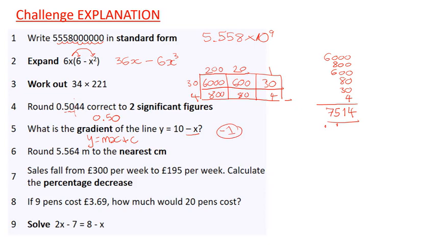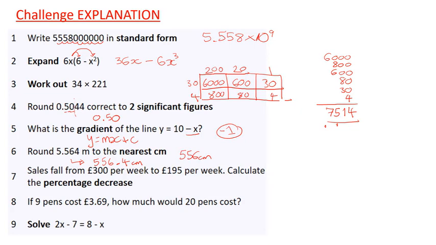5.564 meters to the nearest centimeter. But if I change meters into centimeters first, there are 100 centimeters in 1 meter. So in 5 meters, there would be 500 centimeters. Times that by 100, we would have 556.4 centimeters. So if I want to round this to the nearest centimeter, 556.4 would round down. So 556 centimeters.